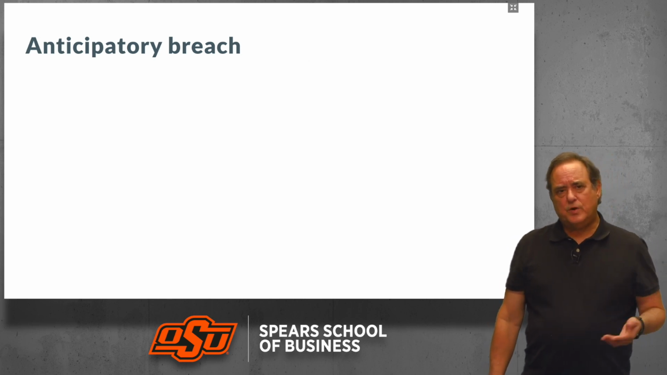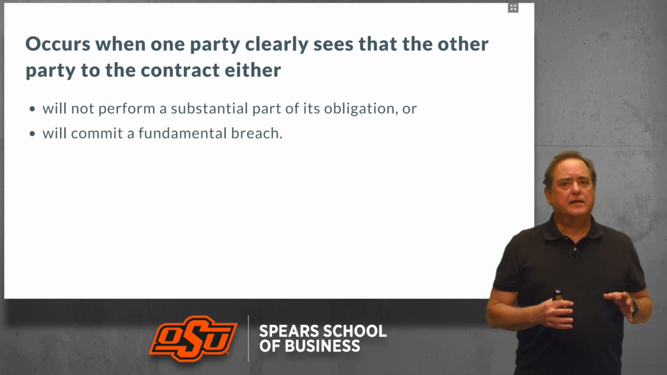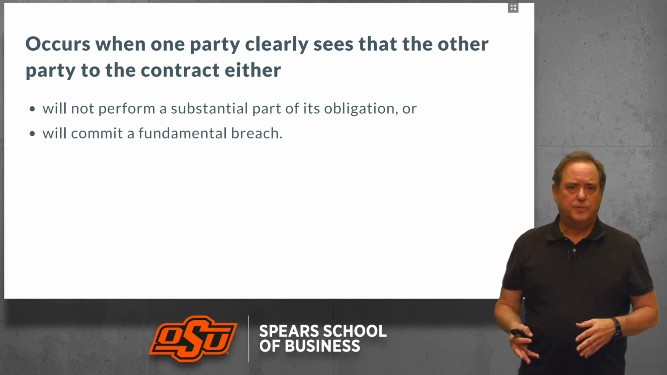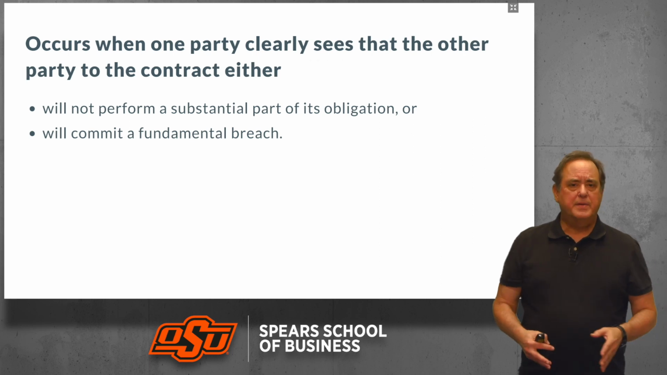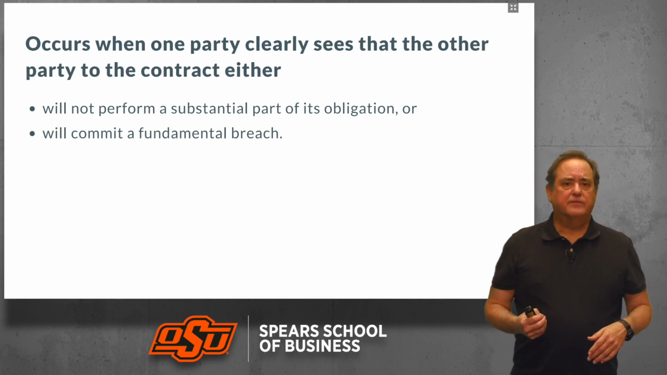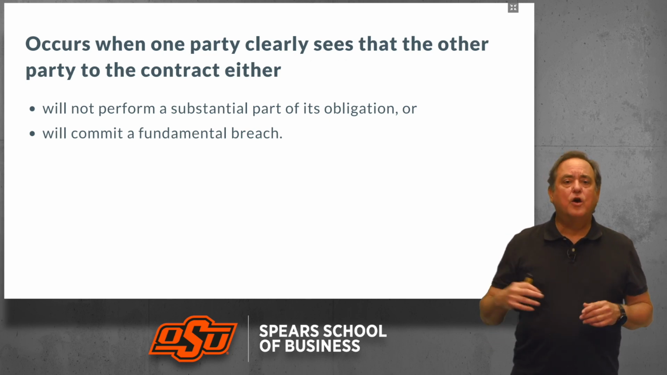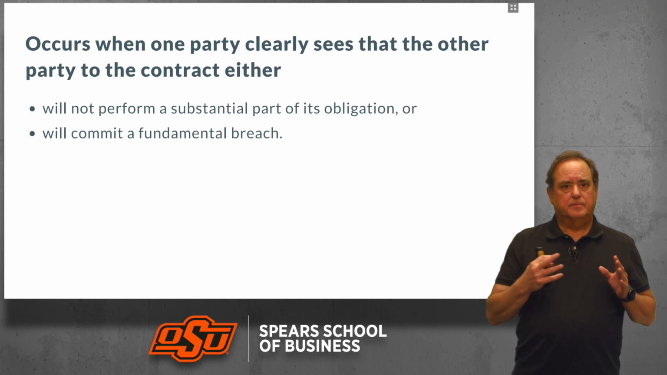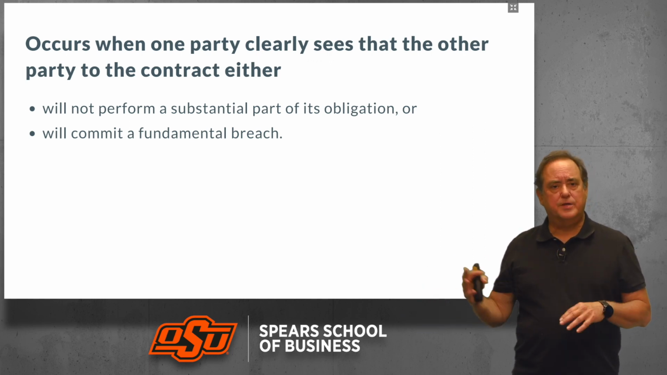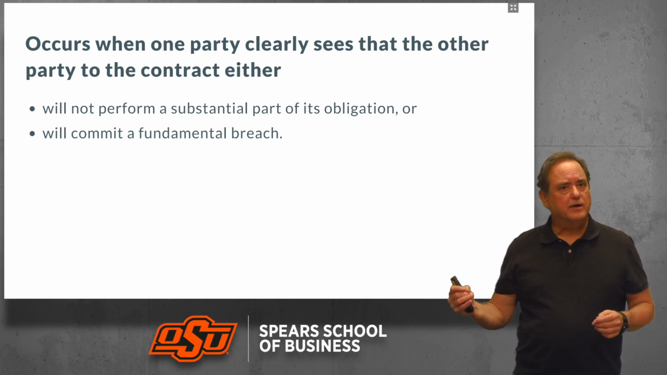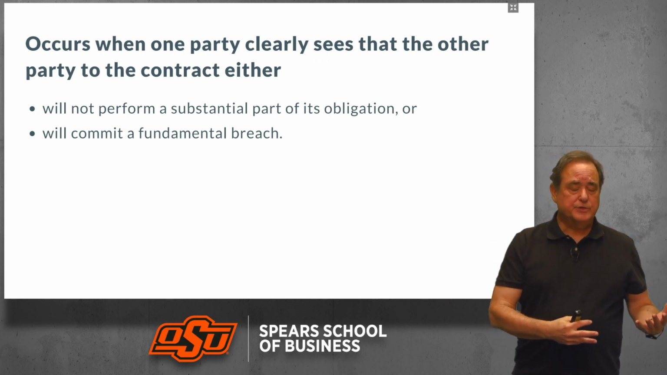Anticipatory breach. Anticipatory breach occurs when one party can clearly see that the other party to the contract either will not perform a substantial part of its obligation or is going to commit a fundamental breach. So, if a seller is to deliver goods by October 15th and the seller notifies the buyer it will not deliver those goods, it is going to commit a fundamental breach. It's going to fail to ship the goods. If that happens, the non-breaching party, in this case the buyer, can assert anticipatory breach.